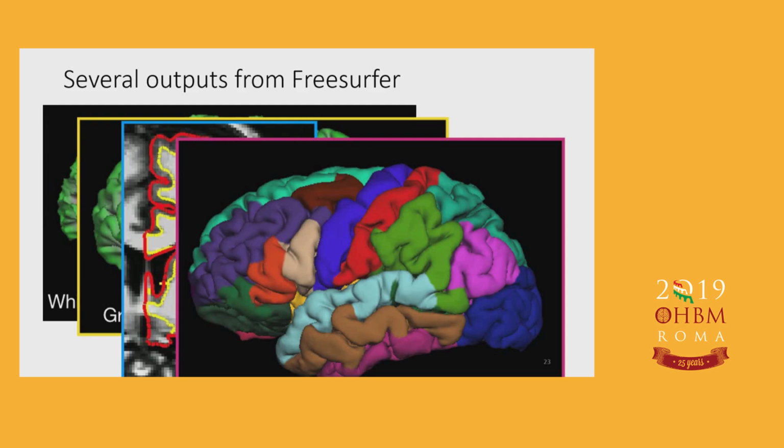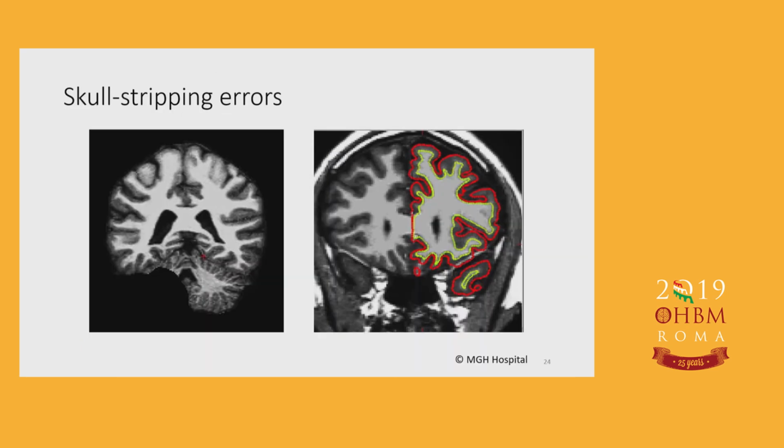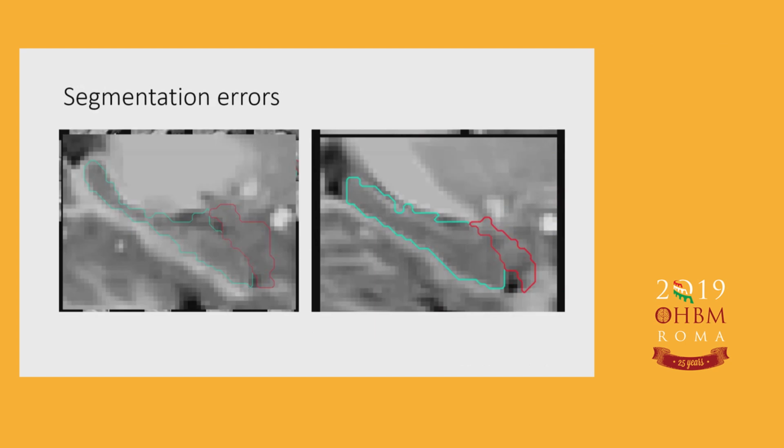If you have a parcellation visualized on the surface, it would typically look something like this. This is the volumetric segmentation as you've seen before, right? So, a few examples of skull stripping errors. On the left, you see that too much brain is removed, including the cerebellum. On the right, too little is removed. This is just to give you some intuition. And segmentation errors often look like this, for example, in the sagittal view for the hippocampus overlaid in cyan.